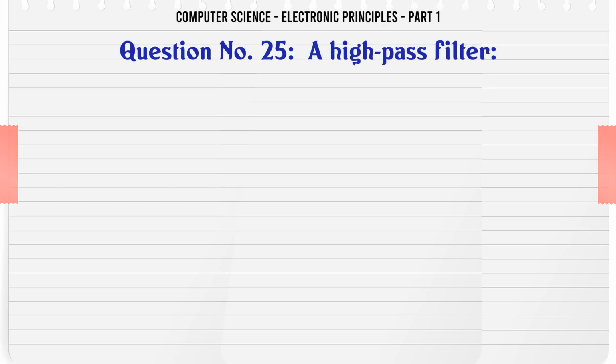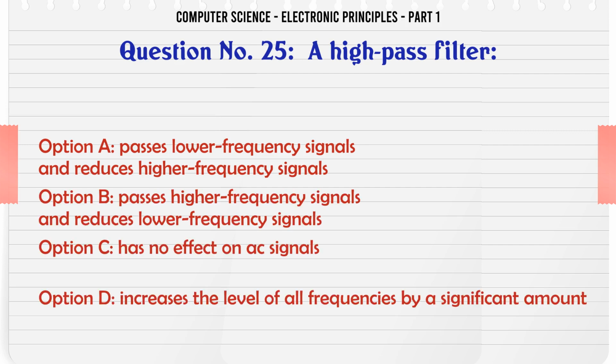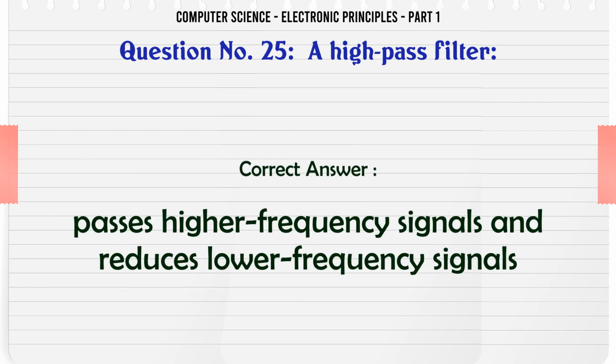A high-pass filter. A. Passes lower frequency signals and reduces higher frequency signals. B. Passes higher frequency signals and reduces lower frequency signals. C. Has no effect on AC signals. D. Increases the level of all frequencies by a significant amount. The correct answer is: passes higher frequency signals and reduces lower frequency signals.